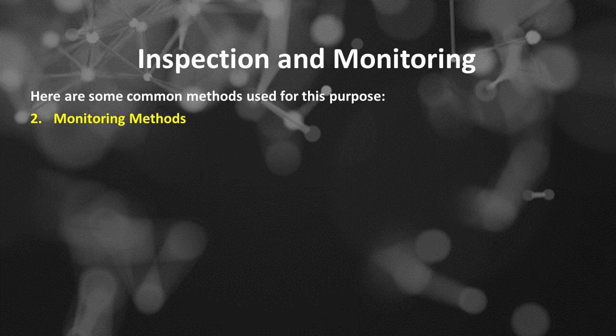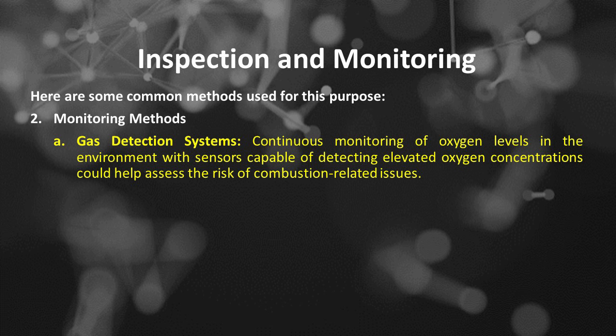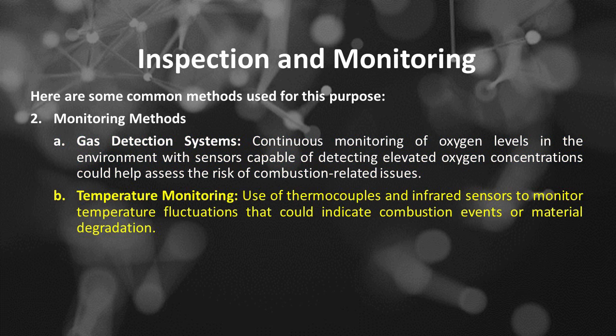Number 2 of gaseous oxygen-enhanced ignition and combustion damage monitoring methods, includes. Number A, of monitoring methods is gas detection systems, continuous monitoring of oxygen levels in the environment with sensors capable of detecting elevated oxygen concentrations could help assess the risk of combustion-related issues. Number B, of monitoring methods is temperature monitoring, use of thermocouples and infrared sensors to monitor temperature fluctuations that could indicate combustion events or material degradation.